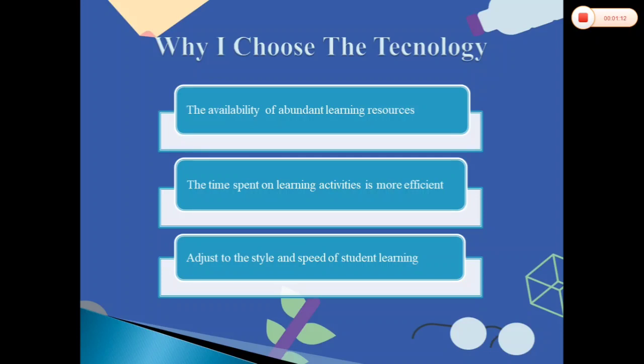And then the second one is the time spent on learning activity is more efficient. And the third is it adjusts to the style and speed of students' learning. It means that in the conventional learning process, students' ability to learn is considered equal.